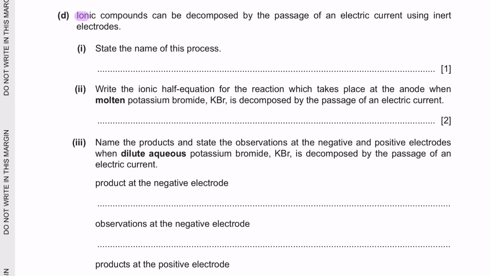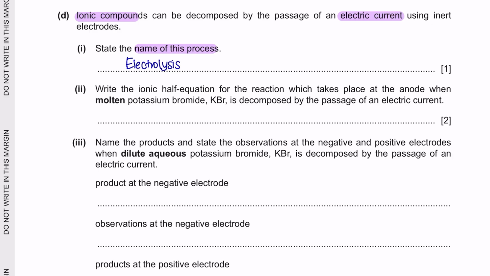Next, question D. Ionic compounds can be decomposed by the passage of an electric current using inert electrodes. Part 1. State the name of this process. Electrolysis is the process of breaking down an ionic compound in molten or aqueous solution using electricity.